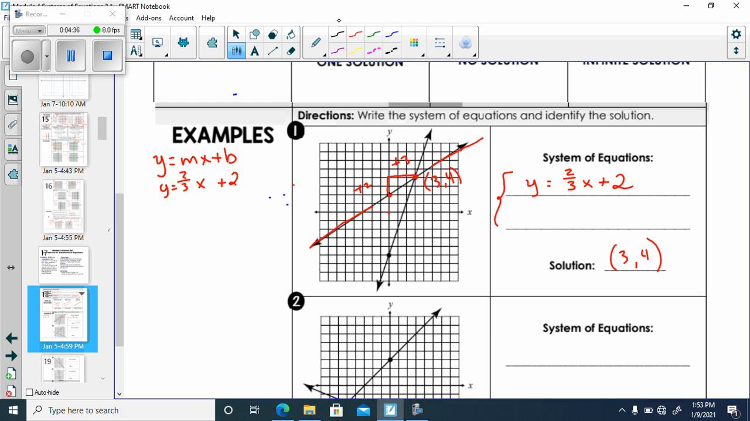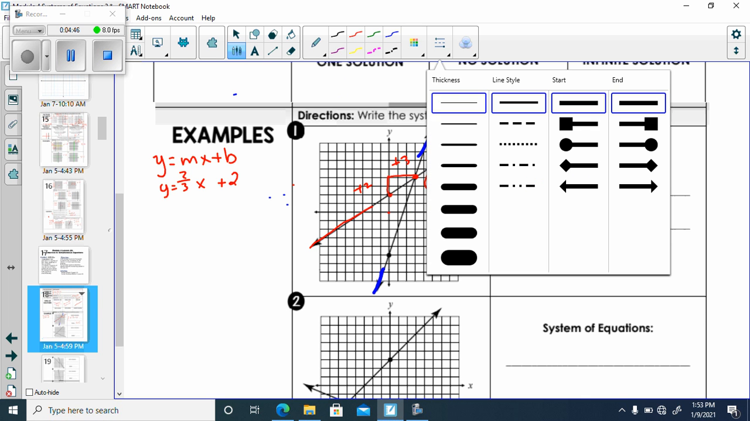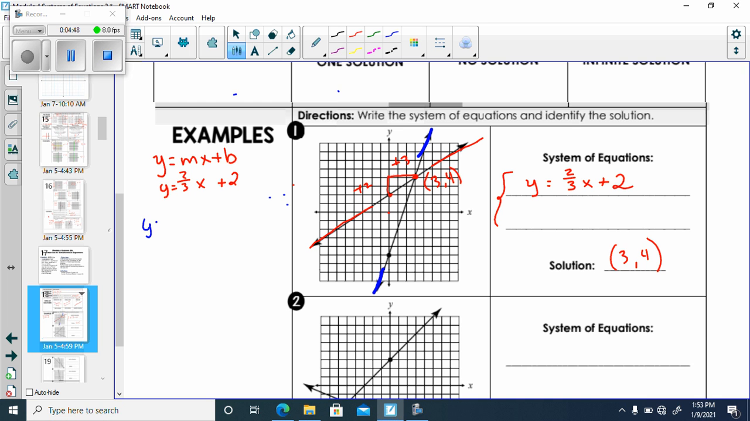Let's find the equation for the other line here, this blue line, okay? If I'm looking for the equation for that line, it's y is equal to mx plus b, right? And we have to find the m and the b. The b is where it crosses the y-axis, which is right here. That's at negative 1, 2, 3, 4, 5, negative 5.